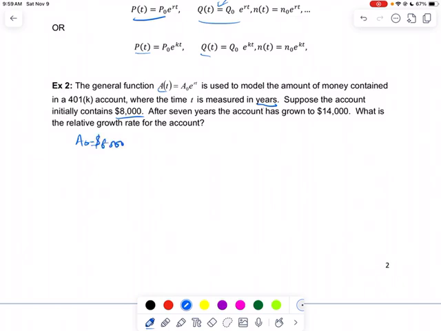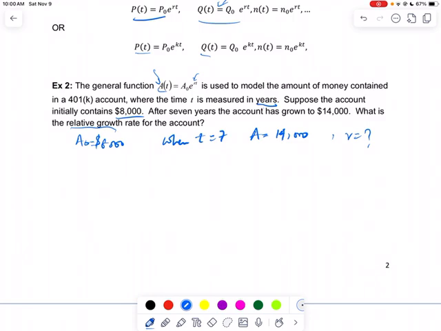After 7 years, the account has grown to, so when t is equal to 7, A is equal to 14,000, which is the amount after 7 years. What is the relative growth rate for the account? The relative growth rate here is the R. So we want to find R equal to question mark.